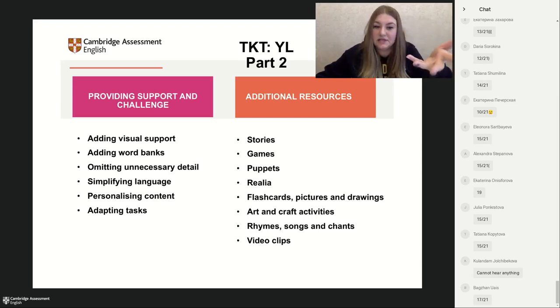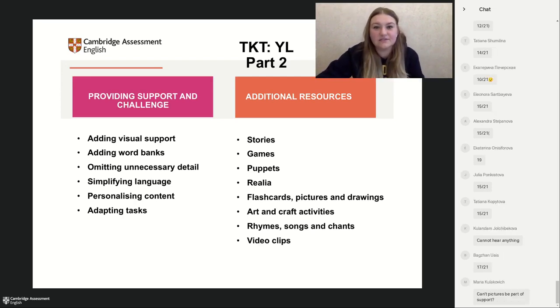And of course, adapting tasks. Yeah, so how can we adapt the tasks from the course book? What can we do if, for example, some students are weak, some students are strong? What can we do? Maybe you need to pre-teach some materials before the task. Yeah, so all of these things are quite important. And for talking about additional resources, you can see here nice examples of them. Their stories, their games, plenty of games.